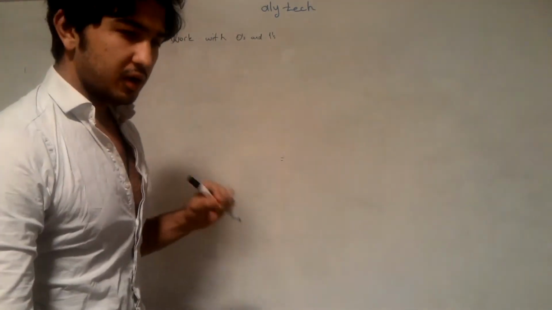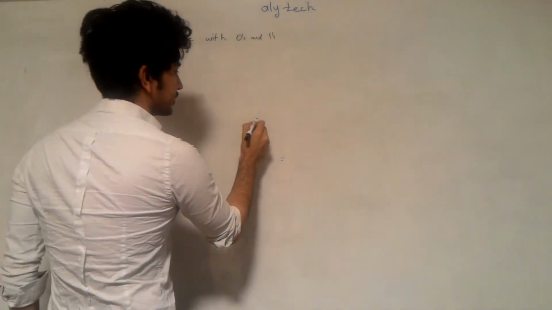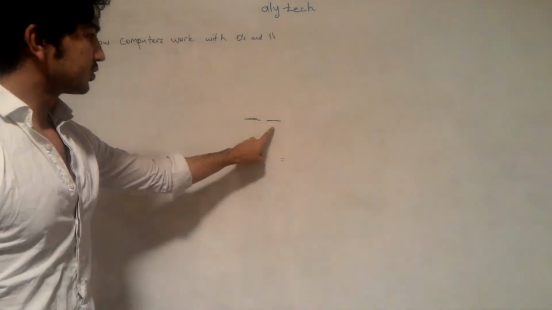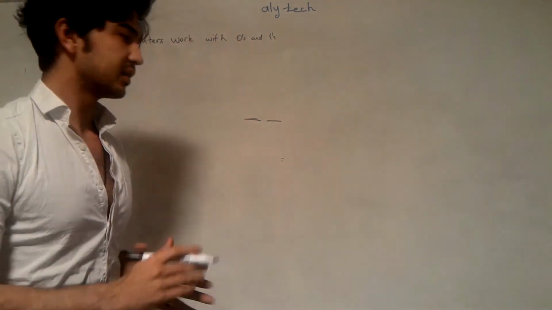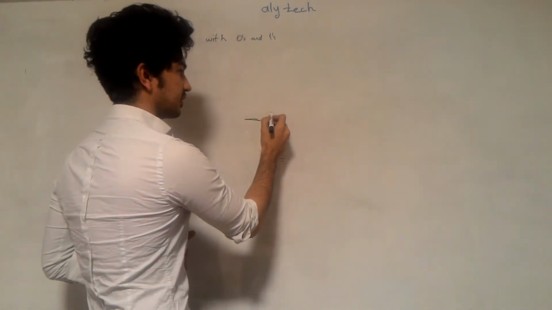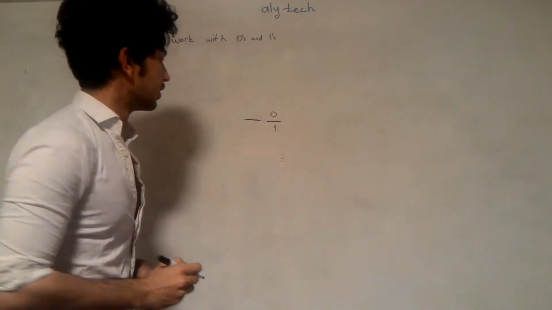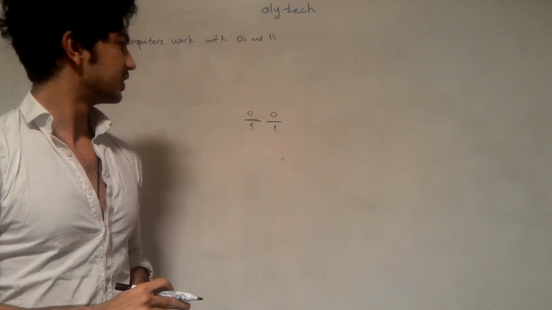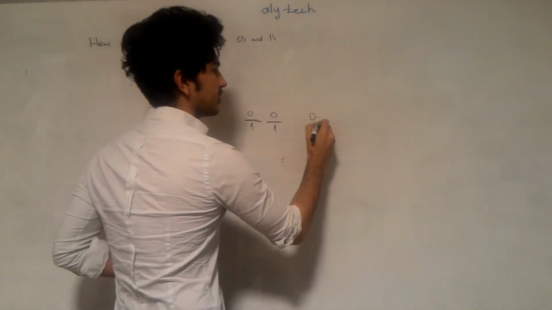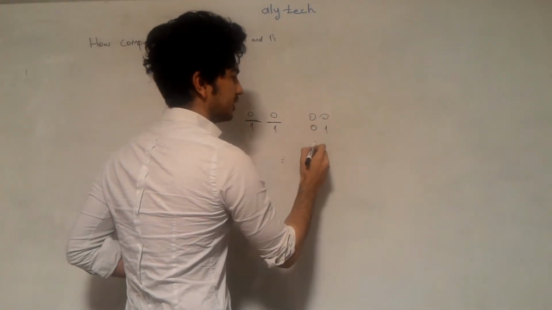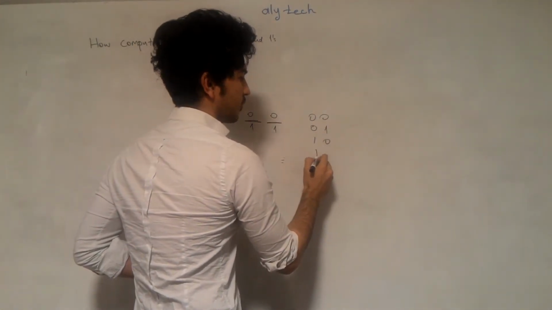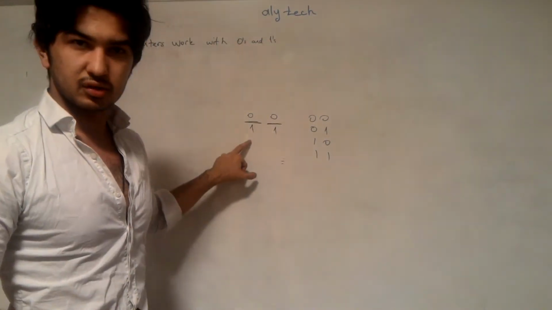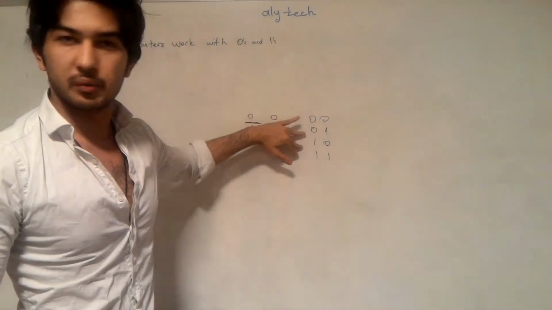But what if you had 2 digits? 2 of them. You can make this one 0 or 1. You can also make this one 0 or 1. How many options do you have? So you can make 0 0, 0 1, 1 0, or 1 1. Now, with 2 digits, you have 4 options.